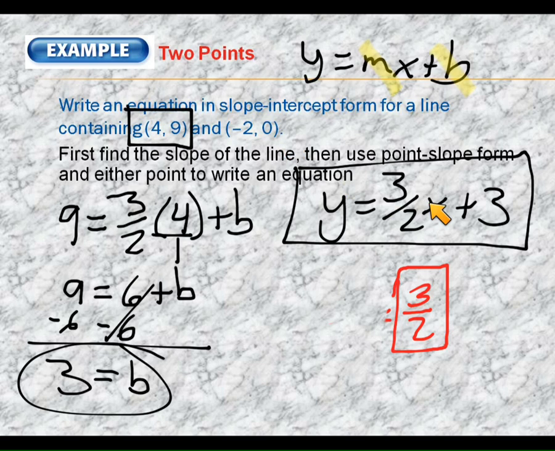Okay. Y equals 3 over 2x plus 3. I had to find the slope first using the slope formula, and then I plugged in y, m, and x to find b. Okay. Any questions with this particular example? Yes?